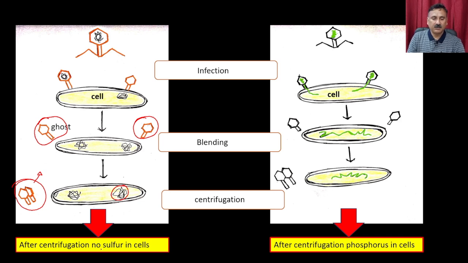So that's why there was no sulfur associated with the bacterial cell, whereas in the case of DNA, all the DNA was present inside, and that's why after centrifugation, the radioactivity was associated with the bacteria. By doing this experiment, with infection followed by blending and centrifugation, they found that the protein is extracellular, whereas the DNA was associated with the bacterial cells. And by doing this experiment, Hershey and Chase concluded that the DNA is the genetic material.